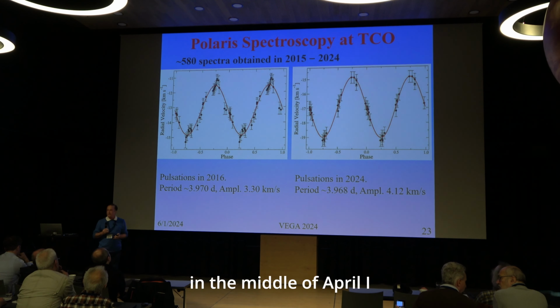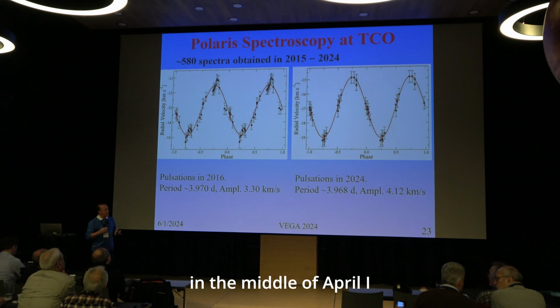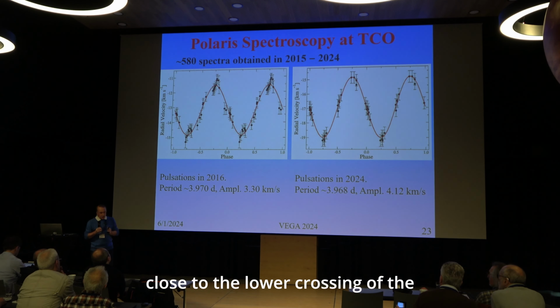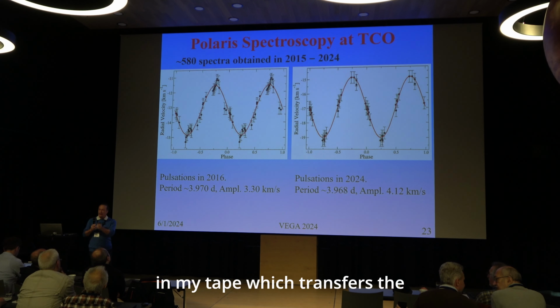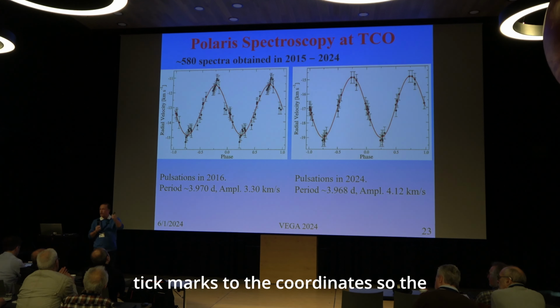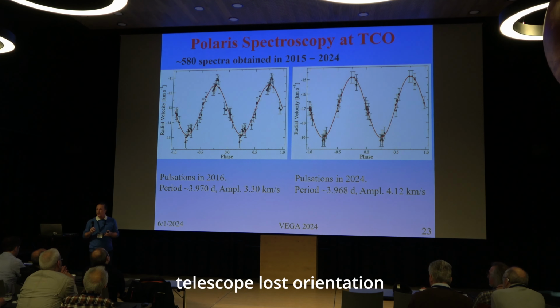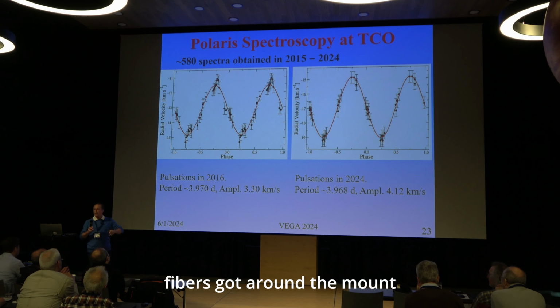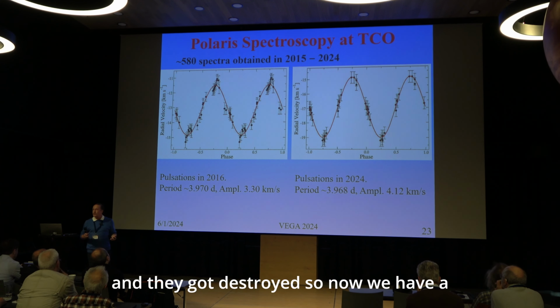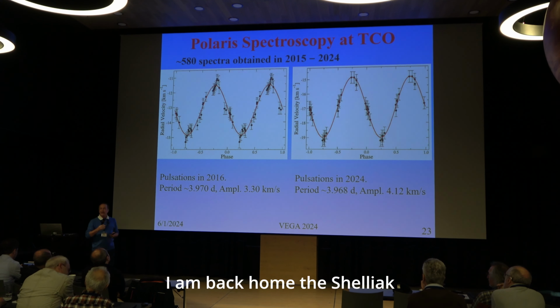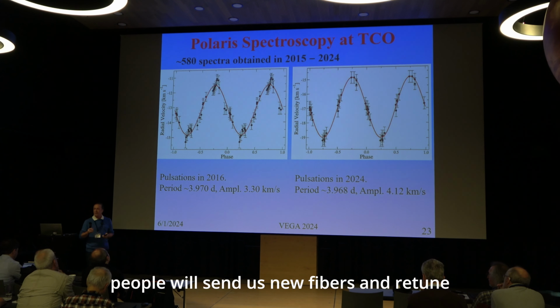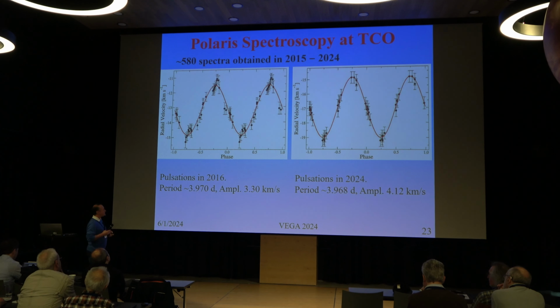But it gave me trouble. In the middle of April, I tried to observe Polaris very close to the lower crossing of the meridian. And there is a gap in my tape which transfers the tick marks to the coordinates. So the telescope lost orientation, fibers got around the mount, and they got destroyed. So now we have a period of idle time, and when I'm back home, the Shelyak people will send us new fibers and retune the guiding unit which rides on the telescope.